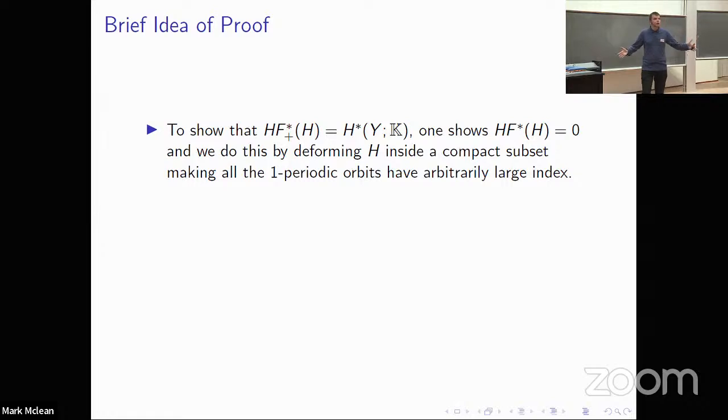And so what I can do is deform it in such a way that it vanishes in any given degree. I fix a degree, and then I deform my Hamiltonian so I don't see any one-periodic orbits of that given index. I deform it so that all the orbits have some large index way above the index that I'm interested in. And then that shows that it's 0 in each degree. So I've used this deformation invariance property of Hamiltonian Floer cohomology.